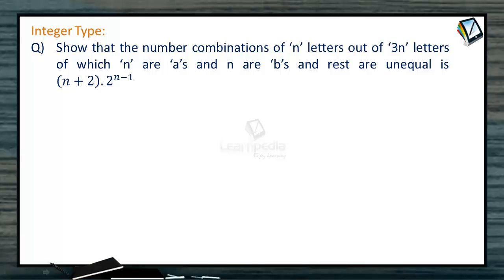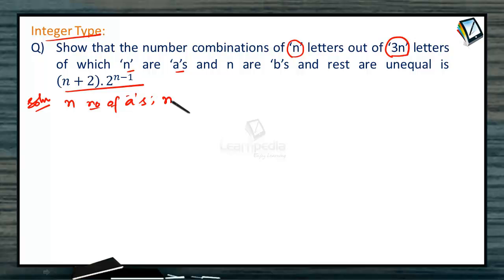Next, let us go to a problem which is related with integer type. That is, show that the number of combinations of n letters out of 3n letters, of which n are a's and n are b's and the rest are unequal, is (n + 2) · 2^(n-1). Well, here we'll go to the solution of this problem.